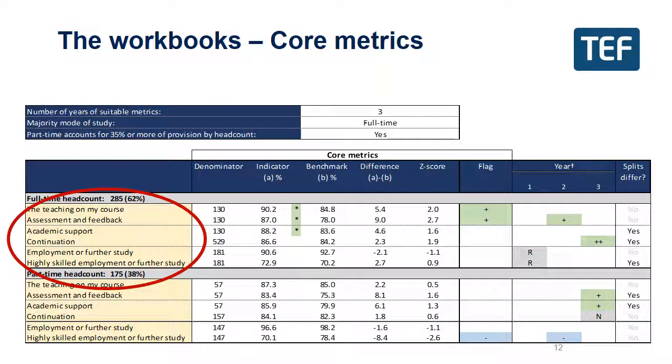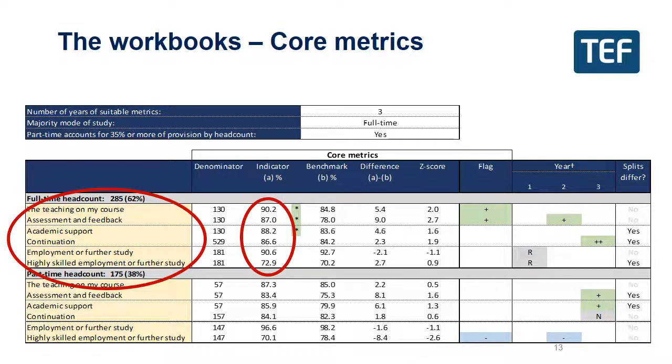The core metrics are split up between 3 aspects of quality. So the first 2 metrics drawn from the NSS, teaching on my course and assessment and feedback, relate to the teaching quality aspect. The next 2, the academic support metric from the NSS and the continuation metric, relate to the learning environment aspect of quality. And the last 2, employment and further study and highly skilled employment or further study from the DHLE survey, relate to the student outcomes and learning gain aspect of quality.